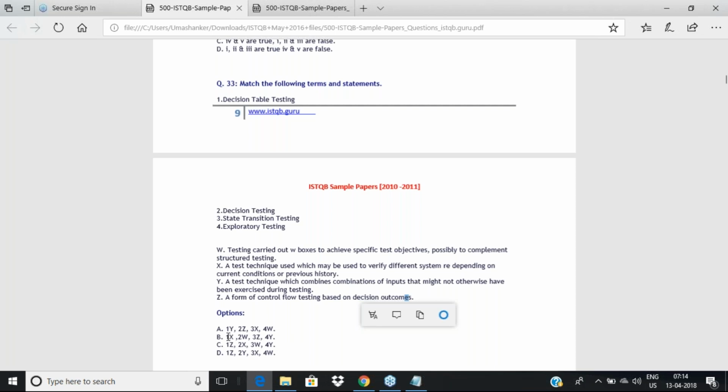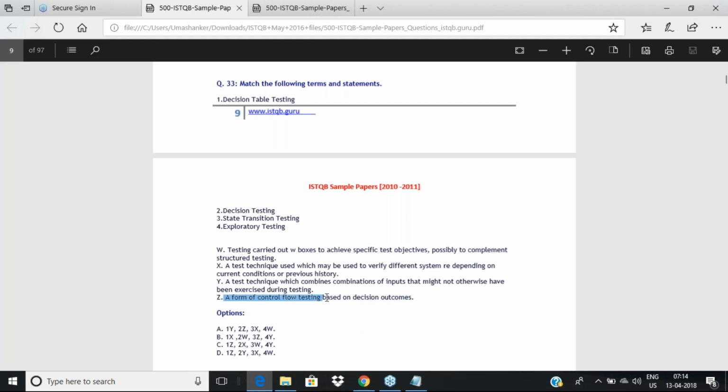Okay, 1X, decision table testing. A test technique to verify different system states depending on current conditions or previous history. No. See, if you have one or two strong answers, you should be able to reach it. Z is a very strong answer: a form of control flow testing based on decision outcomes. Nothing but decision testing, a form of control flow testing. So this is definitely 2Z only. So it is 2Z, and you can see there are no other places where you have 2Z.